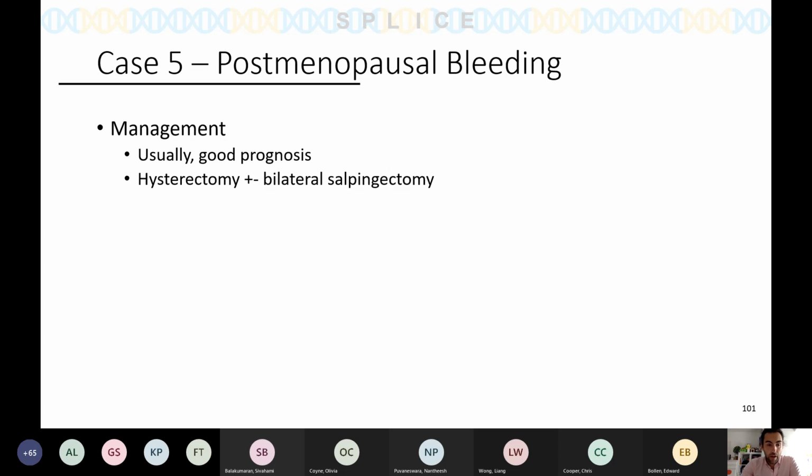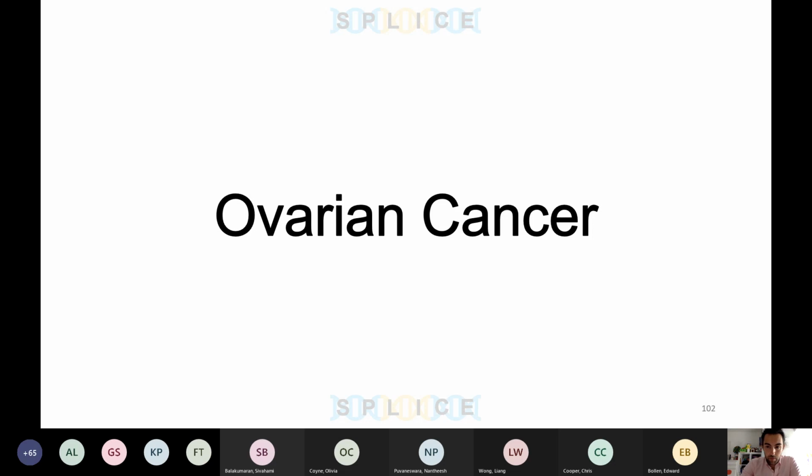Management, so it's usually good if detected early. They do a full hysterectomy and they can remove the ovaries as well. So ovarian cancer, we'll move on to.